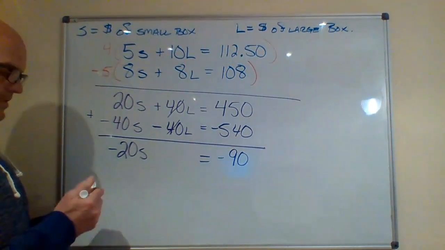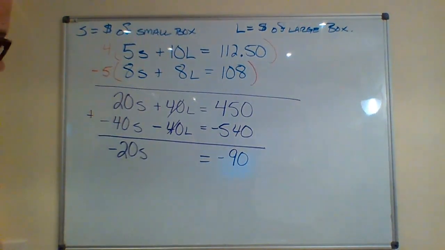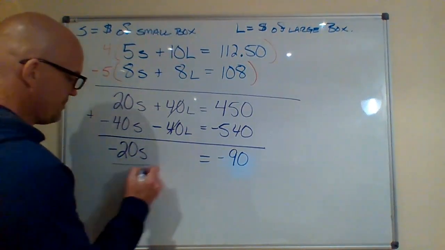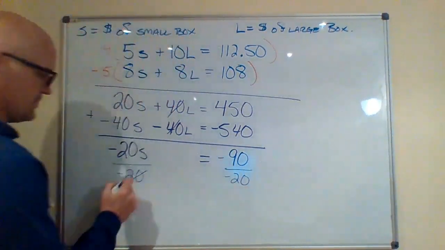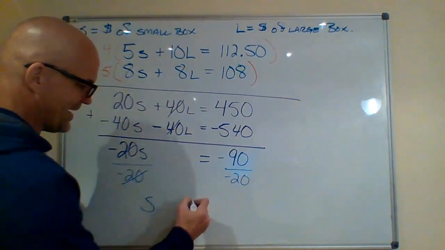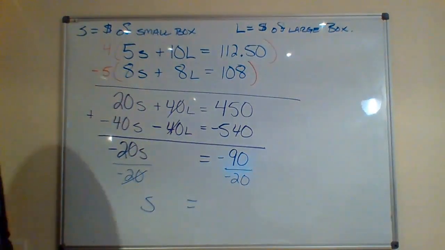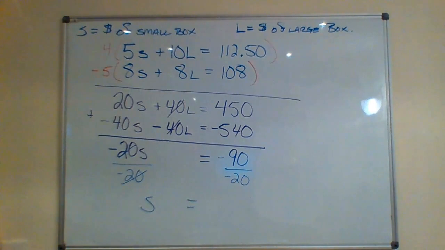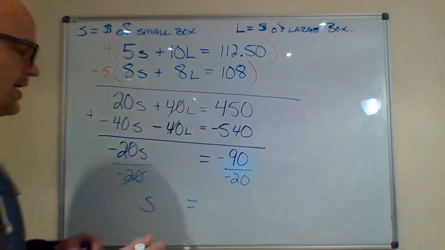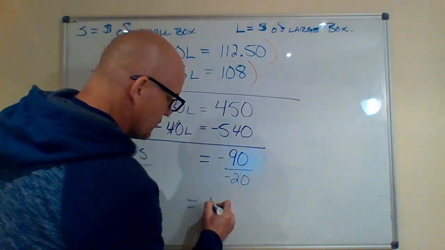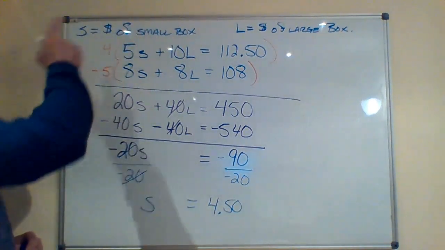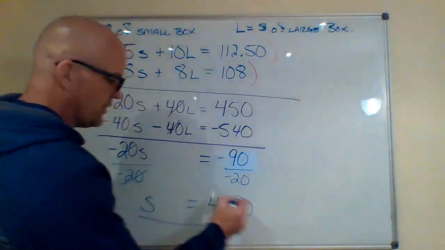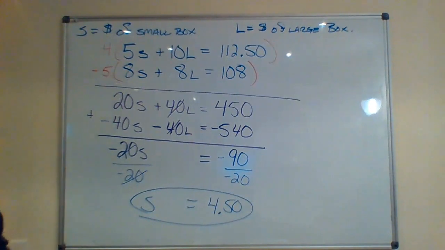So at this point, I'm going to solve. I'm going to divide both sides by -20. It's going to cancel out, and you'll be left with S equals -90 over -20, which would be 4.5. -90 divided by -20 is positive 4.5, which I'm going to write as 4.50 because I'm keeping in mind that S is the cost of a small box. So we need 2 decimal places in that answer.